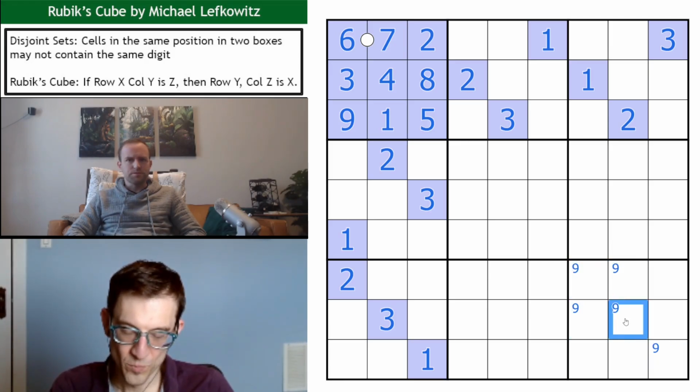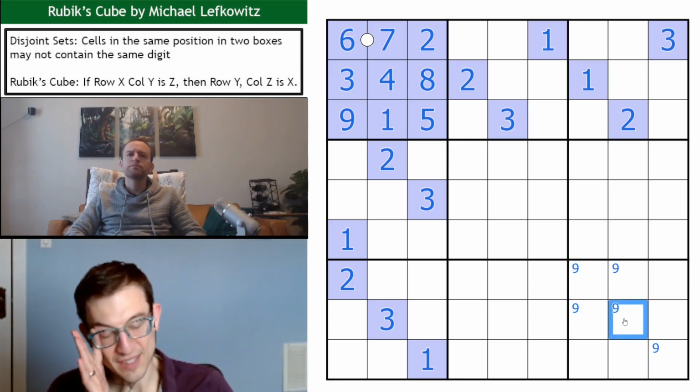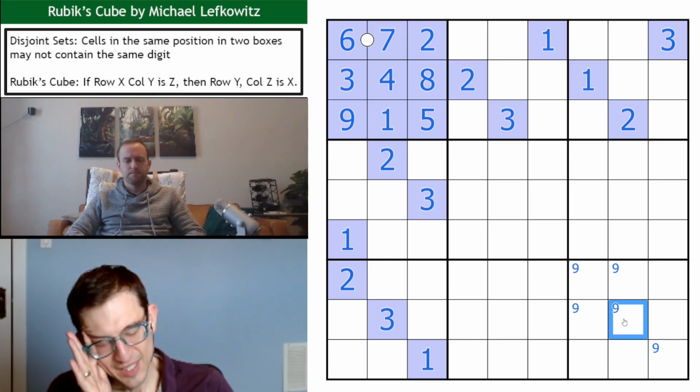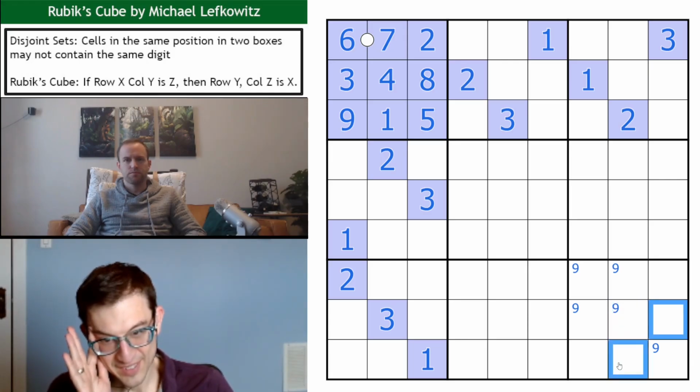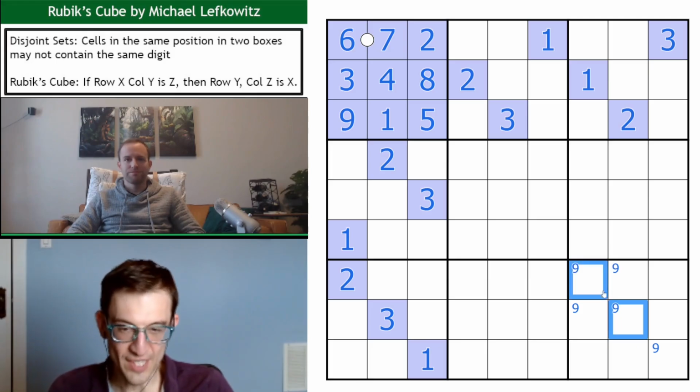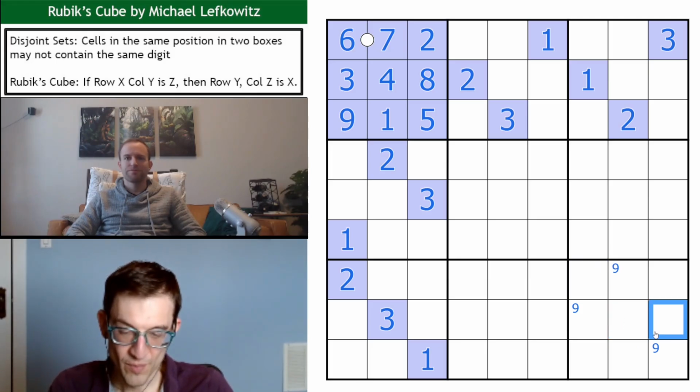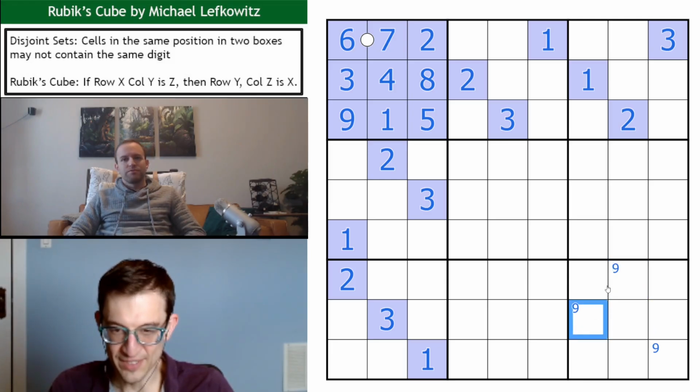What happens if I put a 9 there? 889, I get two eights there. So the diagonal ones aren't 9. But here I get an 8 and a 7, and here I get an 8 and a 7. So that's going to be okay.